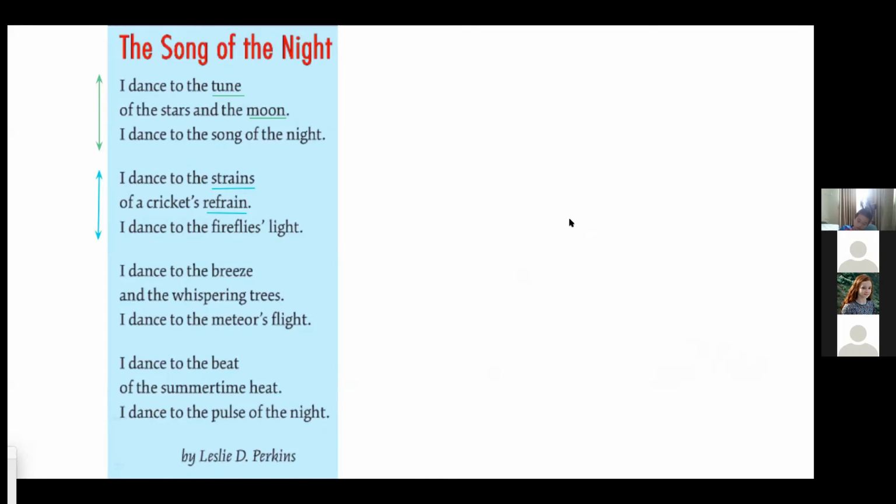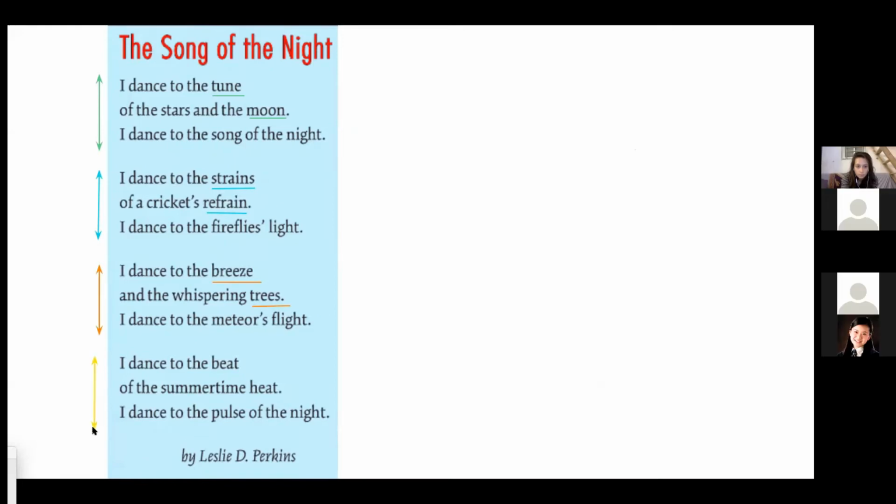Dino, can you read verse number 3 for us, please? I dance to the breeze and the whispering trees. I dance to the meteor's flight. Okay, good job. And in this verse, which two words rhyme in this verse? Can you read the whole verse for us, please?